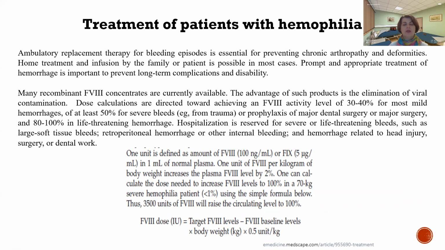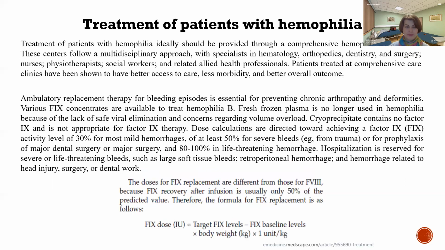Those calculations are directed toward achieving a factor VIII activity level around 30 to 40% for most mild hemorrhages, at least 50% for severe bleedings, or prophylaxis with a major dental surgery or major surgery, and up to 100% in life-threatening hemorrhage. Hospitalization is reserved for severe or life-threatening bleedings, such as large soft tissue bleedings, retroperitoneal hemorrhage, or other internal bleedings, and hemorrhage related to head injuries, surgery, or dental work.